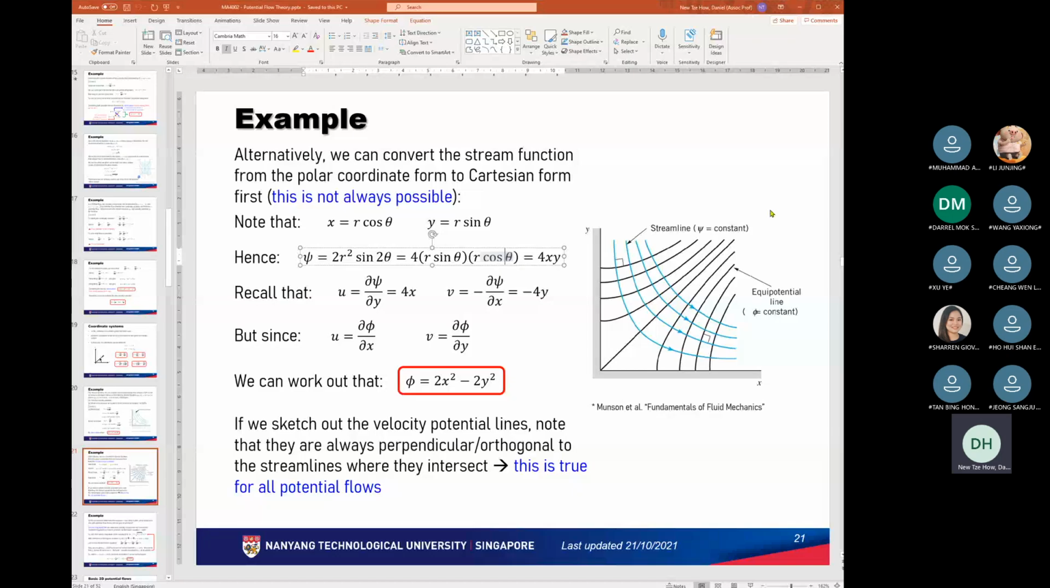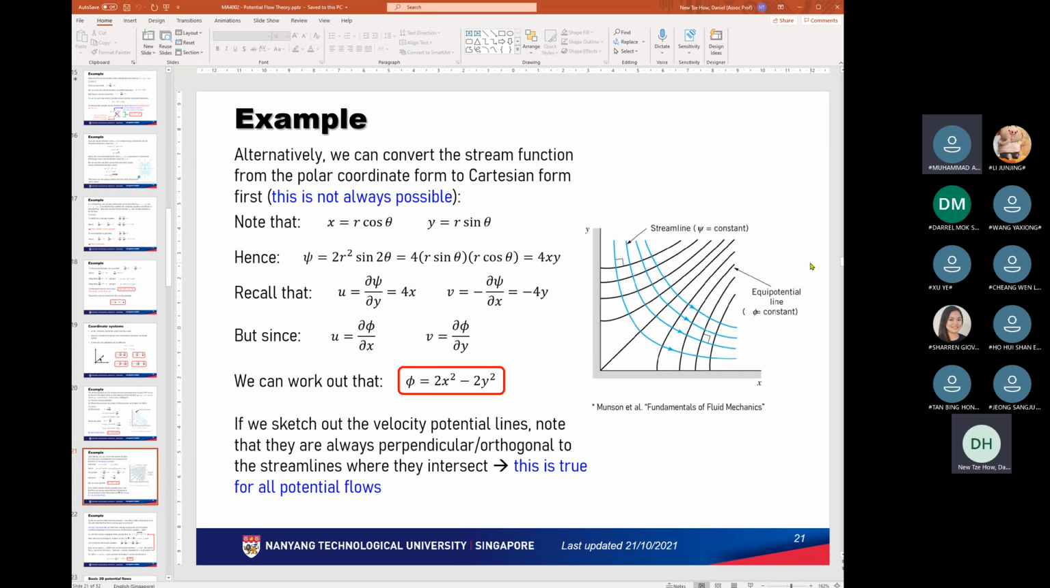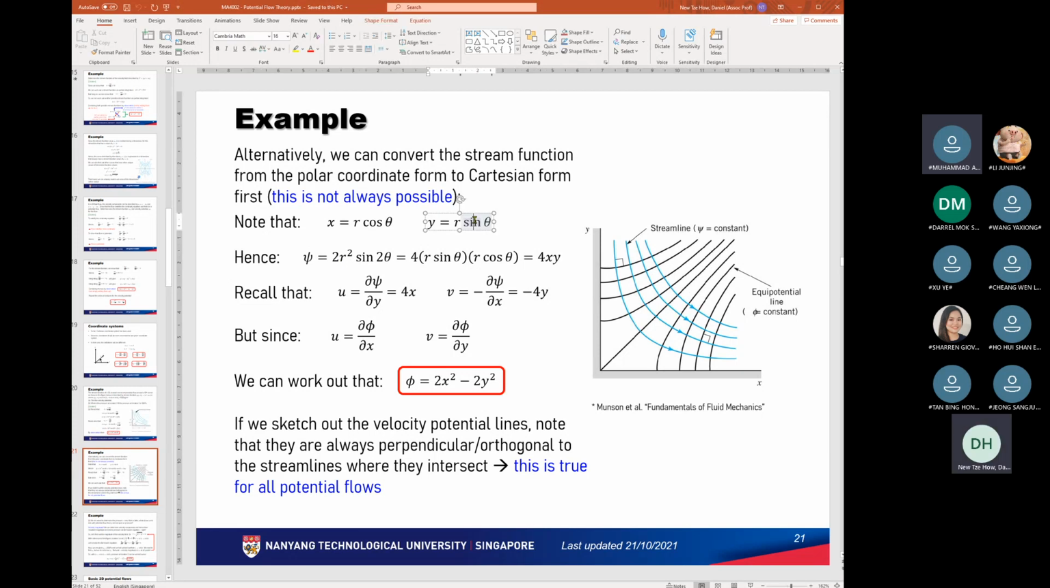Can you see my screen? Yes. You're talking about this page, right? So you see, note that x equals to... Oh, I think something is wrong with my notes, because my notes show r sine theta. How about the y component? Y shows r cosine theta. Eh?